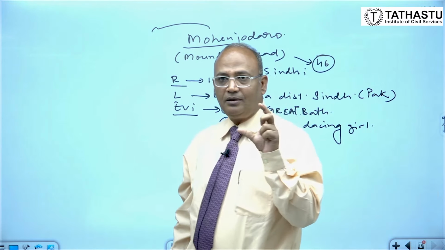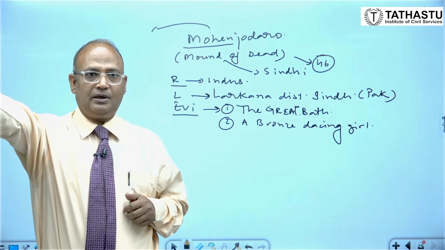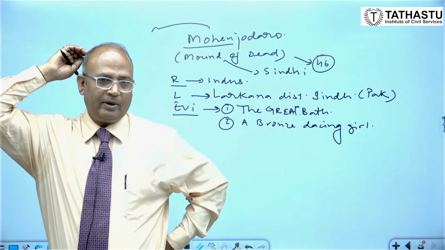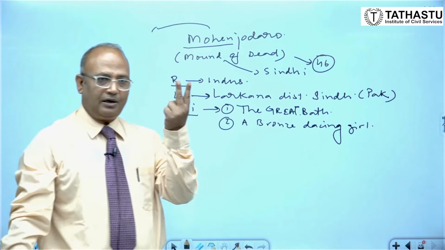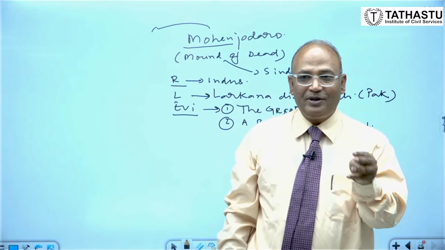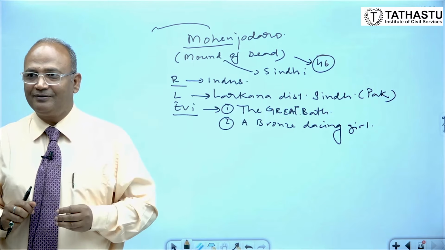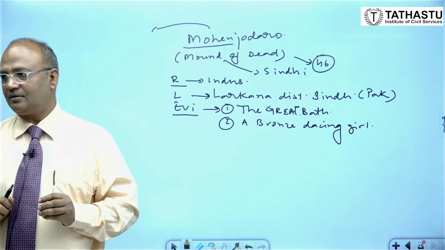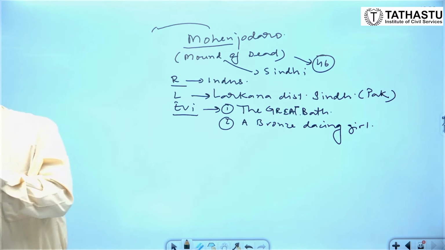Have you seen the bronze dancing girl? It is in the National Museum. The original dancing girl bronze is existing in the National Museum. It is indicating what? One is metallic knowledge, another is art and artistic quality, third is amusement, music. Even today many dancers are famous than an IAS. Yes or no? They are more famous than us. It is also showing the status of the dancing girl.